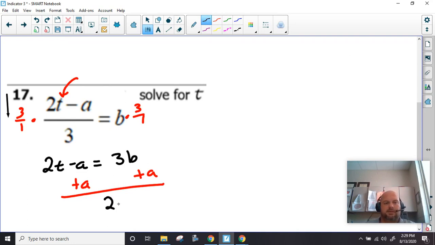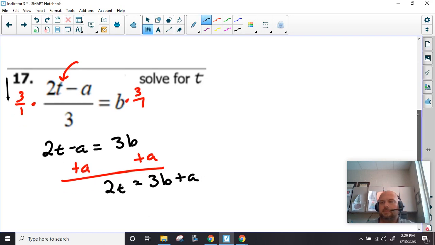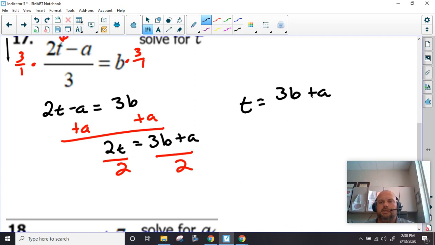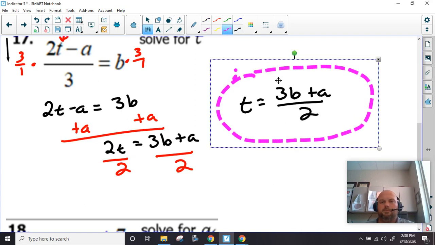So now we have 2t equals 3b plus a. Whew. Didn't mess up that time. Divide by 2. Now, t equals 3b plus a over 2. Okay. Not bad.